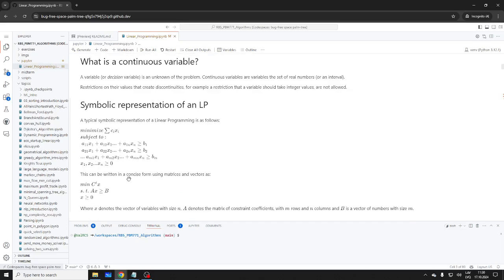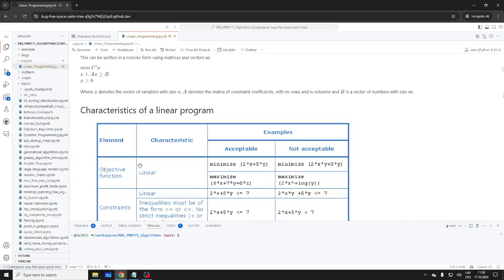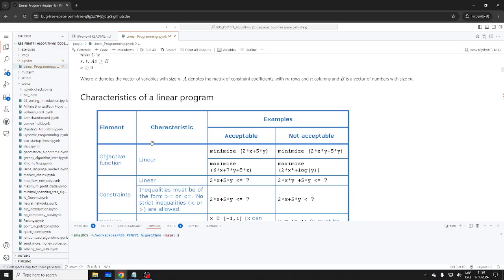This is very generic, but let's look at some real examples. Let's look at which of these are linear programs and which are not. So minimize 2 times x plus 5 times y. Two variables, the names are not important. Of course that is a linear programming problem. How about this one? This is not a linear programming problem, because the variables are multiplied by each other, so some sort of quadratic thing. So not good. Same thing goes for log.